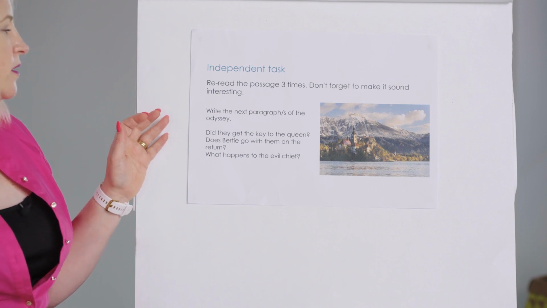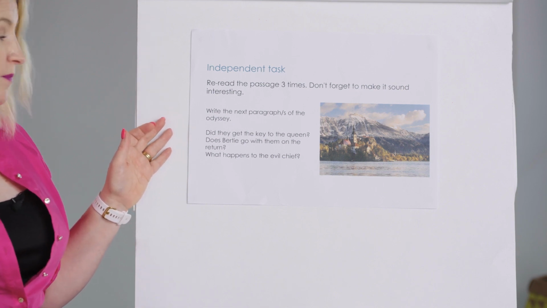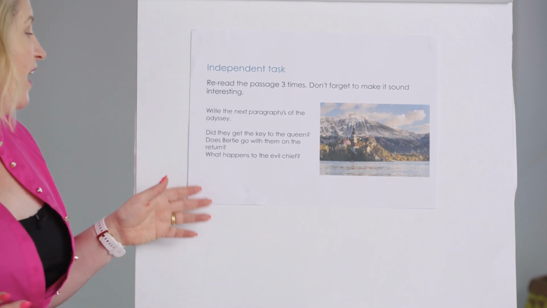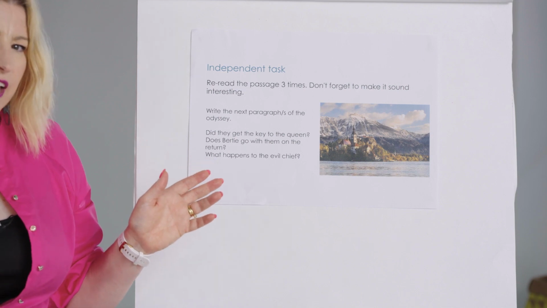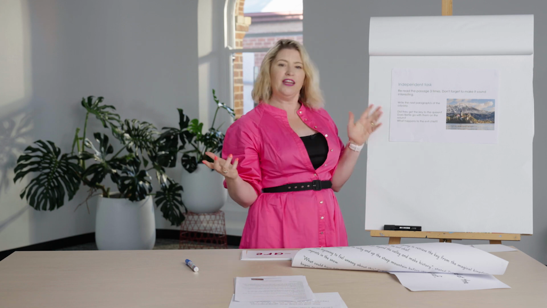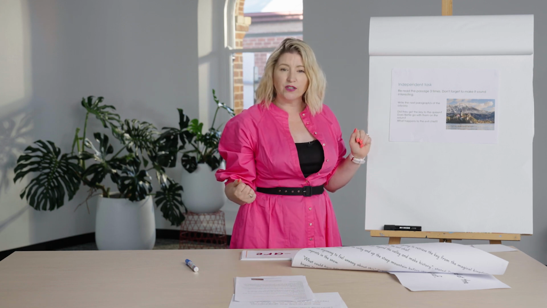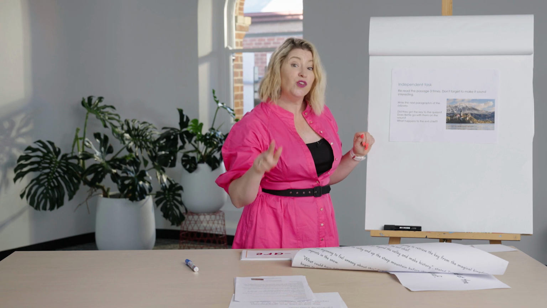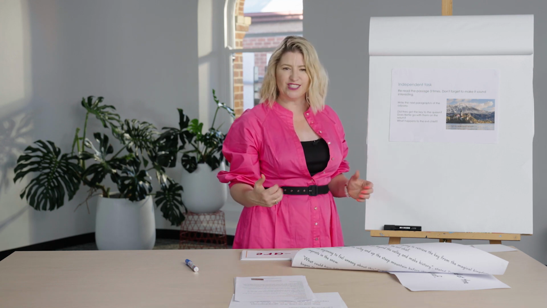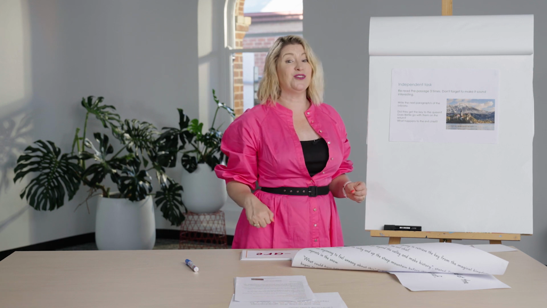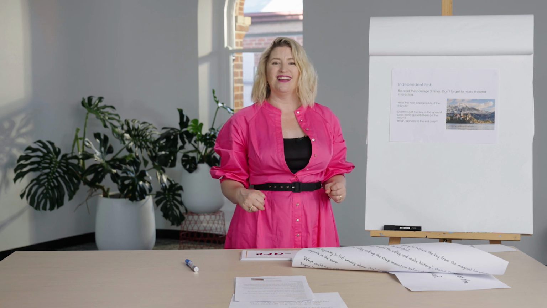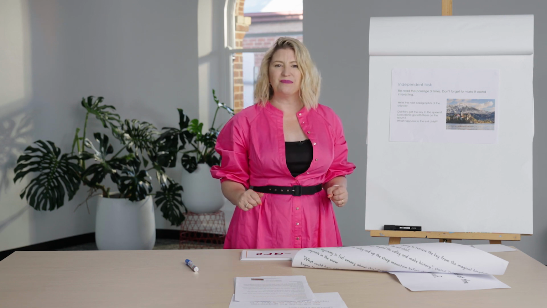What happens? Do they get the key to the Queen? Does Bertie go with them on the journey? Do they ride on Bertie's back? What happens to the evil chief when they get there and try to rescue the Queen? Does Bertie catch him or sit on him, or how does the story end? Do they get to rescue the Queen? You're the authors that get to decide that. Finish this Odyssey, make it really exciting. Bonus points if you can use any E words or words with in or im in them as well. See how you go. That's an extra challenge.